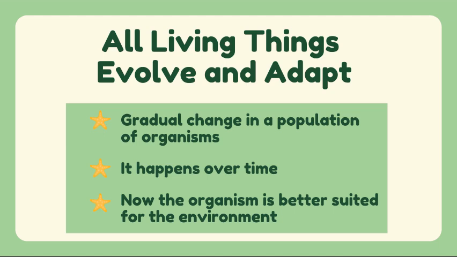All living things evolve and adapt. This is the only characteristic of life that happens over a long period of time and relates to an entire species, not an individual. Evolution is a gradual change in a population of organisms over time so that they can be better suited for the environment.